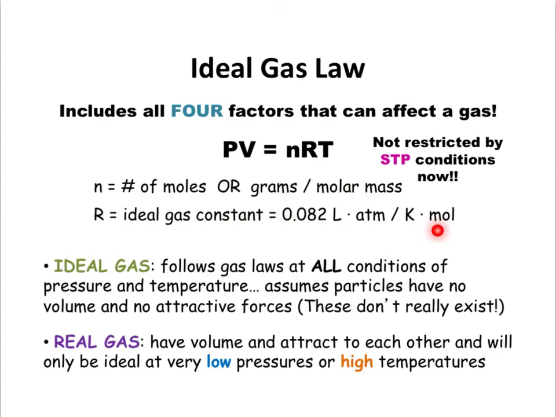Real gases, though, do have volume. Okay, we've seen that earlier in the course when we did our air has mass and volume demo. Okay, you can blow up a balloon. Okay, so real gases do have volume and they do attract to each other. And the only way you can really have gases being ideal is at very low pressures or high temperatures. If the pressure is very, very low, the particles of the gas don't really come in contact with each other, so you don't really see those attractive forces. So the only way you can actually have gases being ideal is at very low pressures or high temperatures.